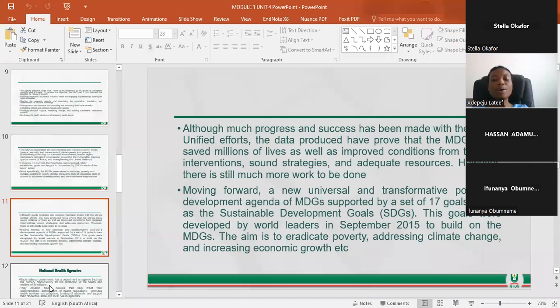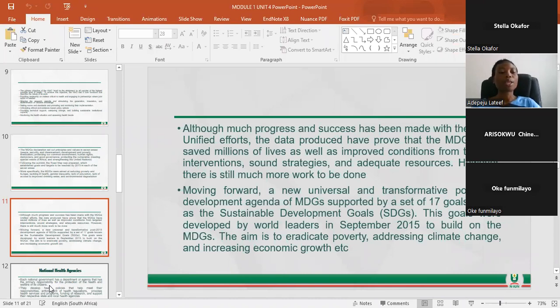How many goals do we have under the SDGs? How many? We have 17. Yes, 17, you are right. And please, I encourage you to familiarize yourself with those 17 goals. The aim is to eradicate poverty, address climate change, as well as increase economic growth.